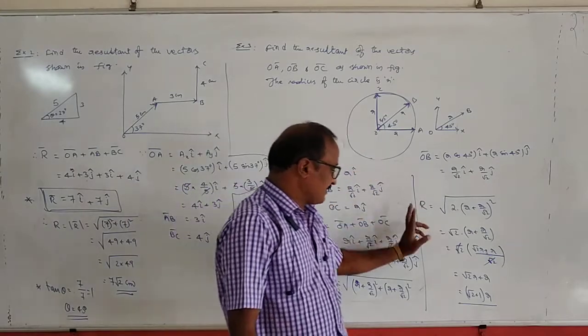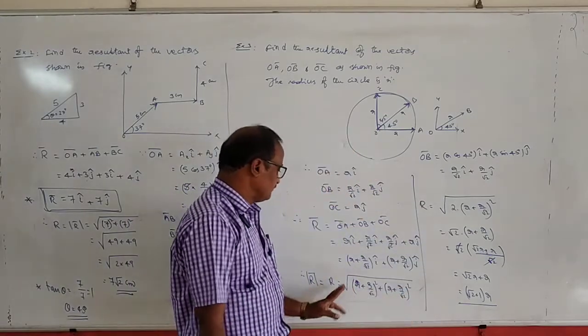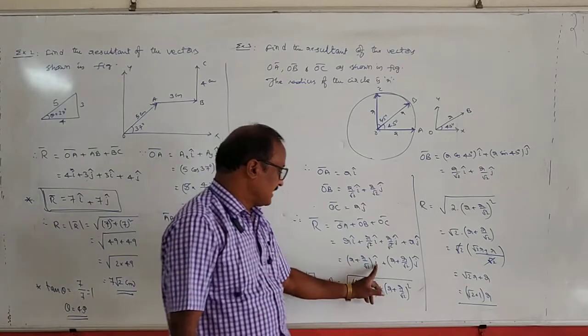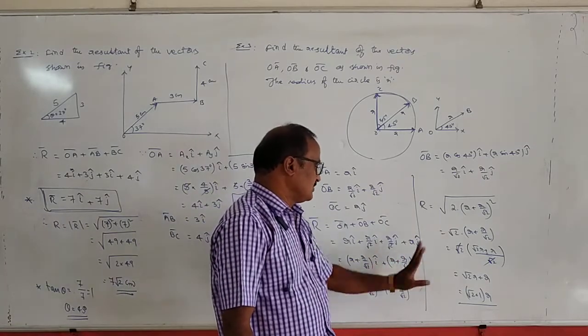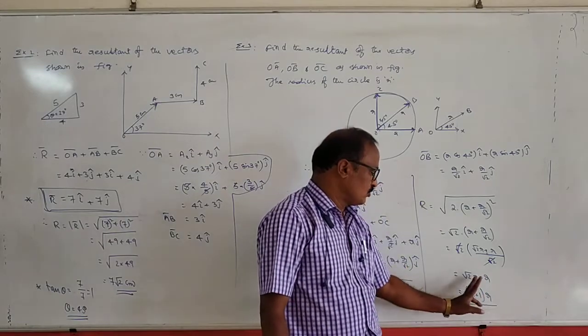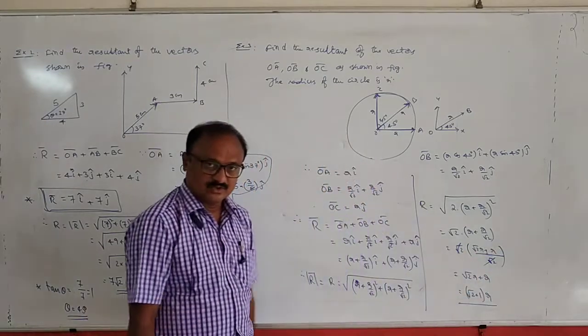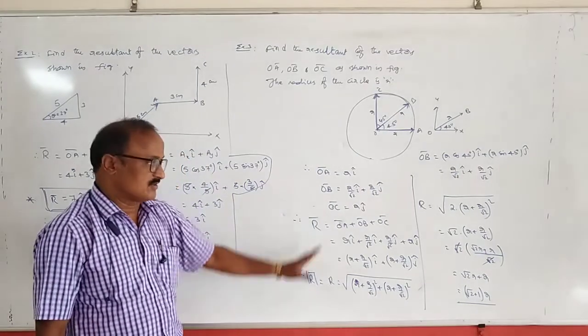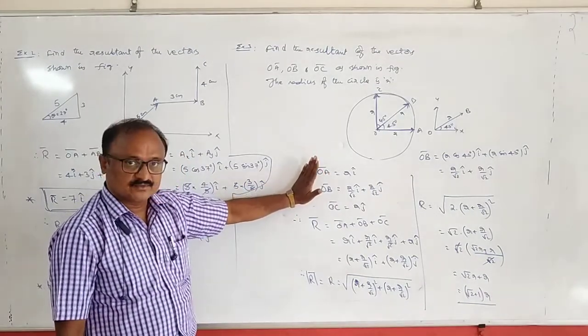So the resultant vector can be represented in vector form as (r plus r by root 2) i cap plus (r plus r by root 2) j cap. Magnitude of the resultant is given by (root 2 plus 1) into r. Okay, are you following the same example? Right?